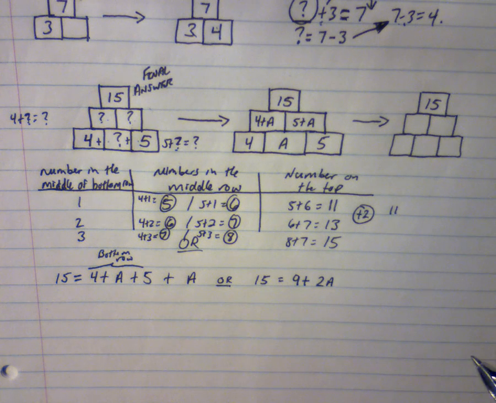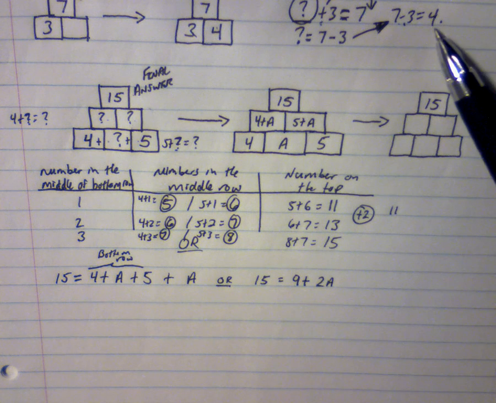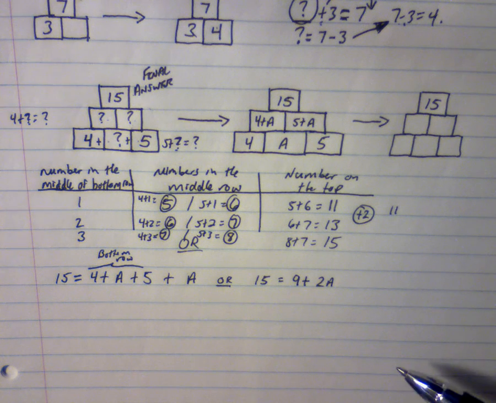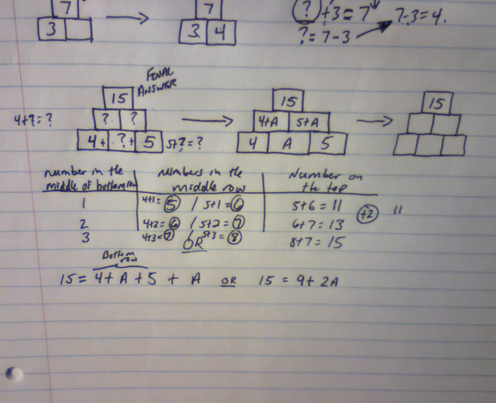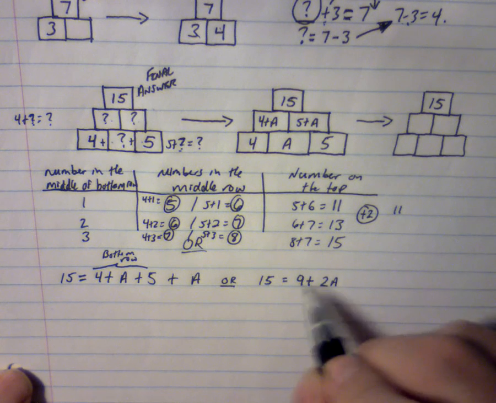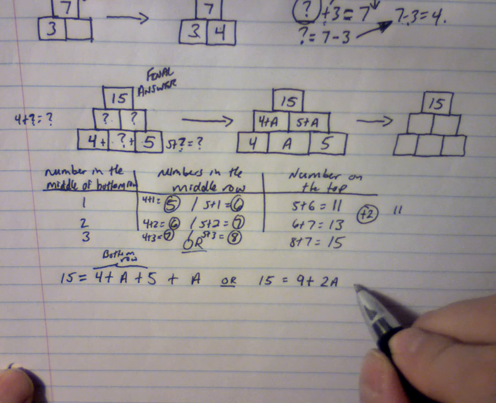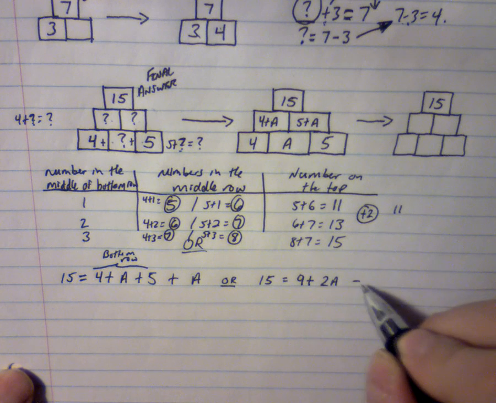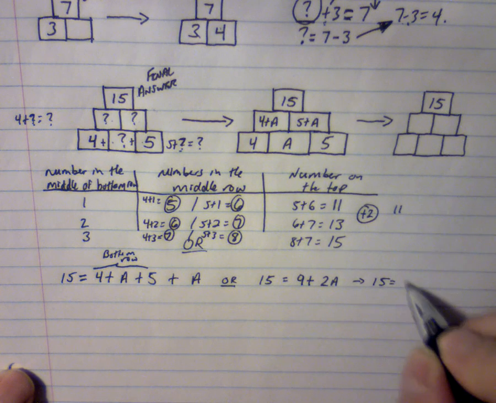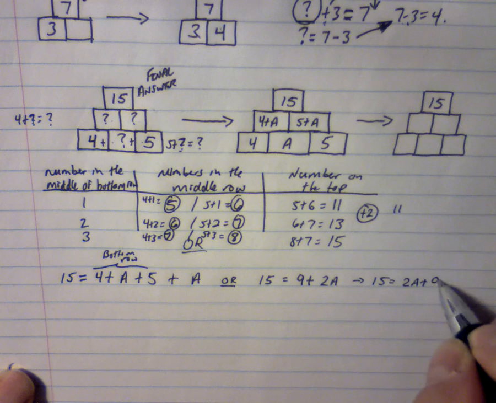And so what we need to do is exactly what we did with the question up above. Now, how do I get just the numbers together? I only want the numbers. So what I'm going to do is, because this is 9, or I could have written it out, you could also write it out this way. You could go 15 equals 2A plus 9.